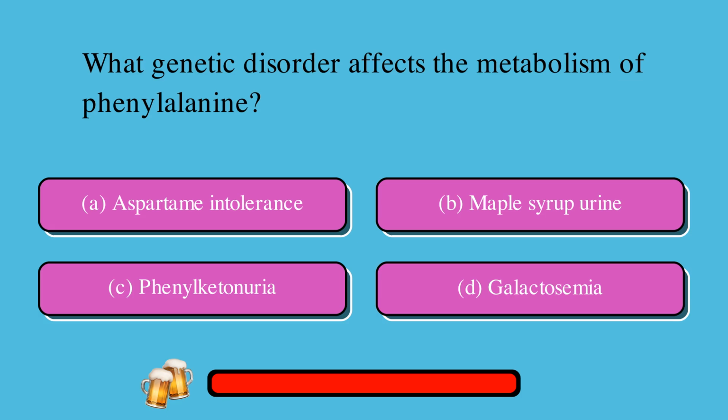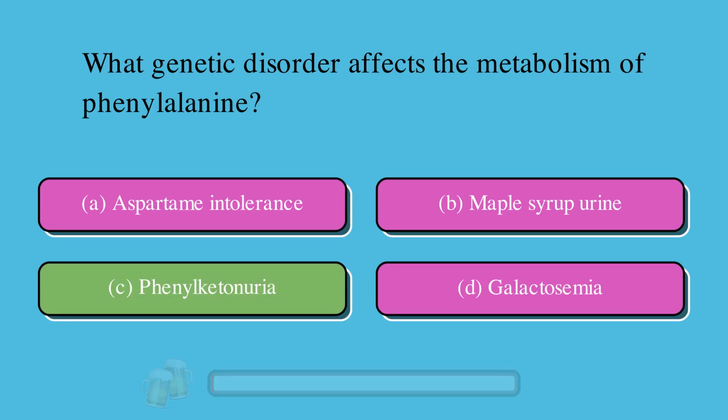Here's some metabolic disorders trivia. What genetic disorder affects the metabolism of phenylalanine? A. Aspartame intolerance, or B. Maple syrup urine, or C. Phenylketonuria, or D. Galactosemia? The correct answer is C. Phenylketonuria.